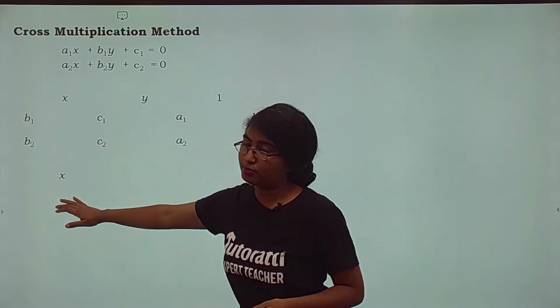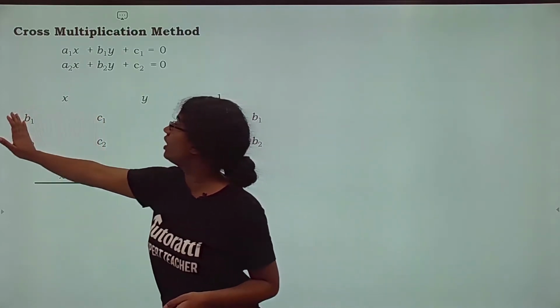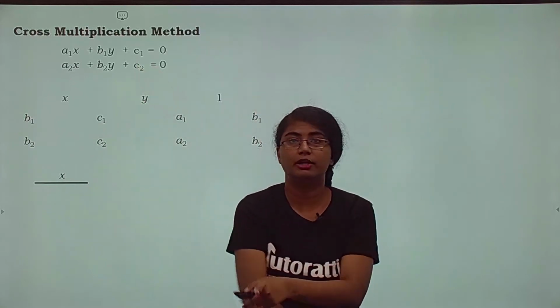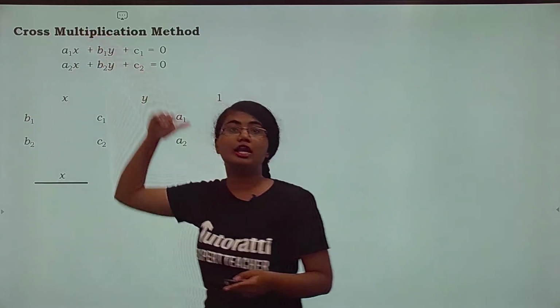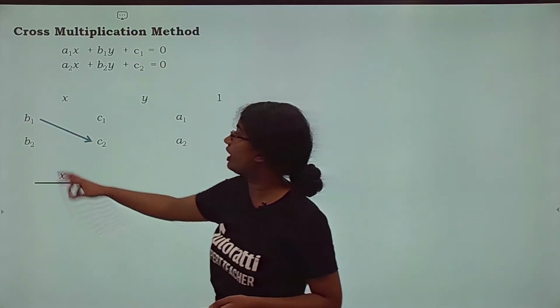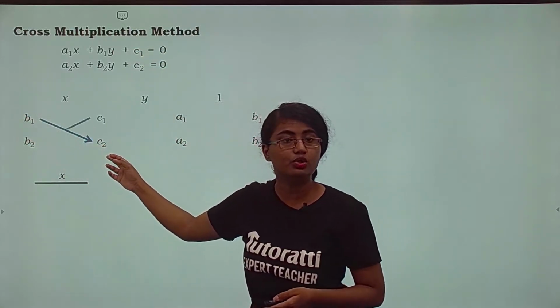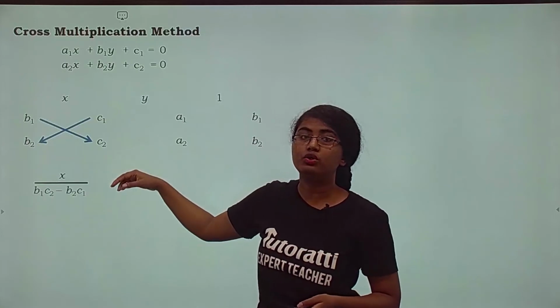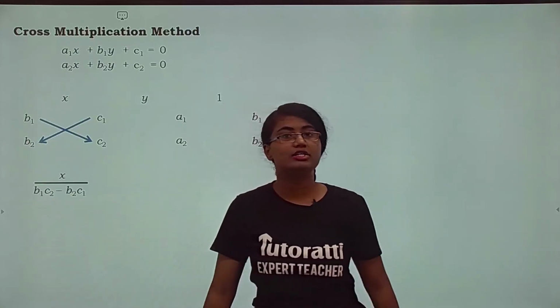Take x in the numerator, and in the denominator, the cross multiplication of these two. That is where the name comes from. So cross multiplication will be b1 into c2 and c1 into b2, and between these two, subtraction.